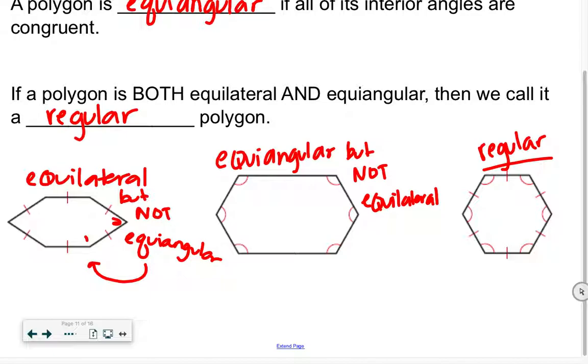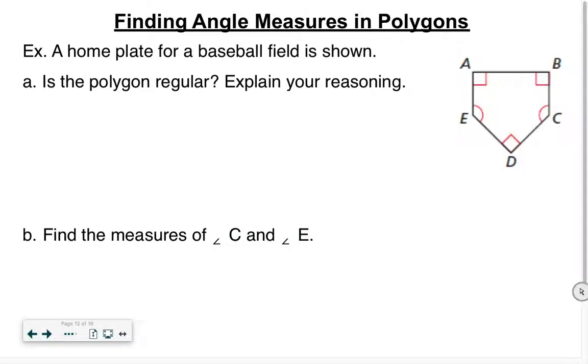Okay, and all we're going to do with this is just recognize some of these congruences and help us figure out how to find some angle measures with them. So up here it says a home plate for a baseball field is shown. Is the polygon regular? Explain your reasoning. So right off the bat, is this regular? Now again, regular means that all the sides and all the angles are the same size. So is that a regular polygon that's showing?